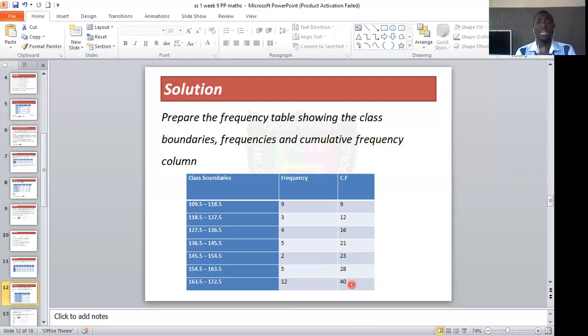Now we have prepared our frequency table for the data given in the question. This is our cumulative frequency, the frequency, and the class boundary which must be in the table. Using the formula, median is L1 plus (N/2 minus FB) divided by F, all multiplied by C, where C is the class width, F is the frequency of the median class, N is the total frequency, and L1 is the lower class boundary of the median class. We are given that the total frequency is 40.